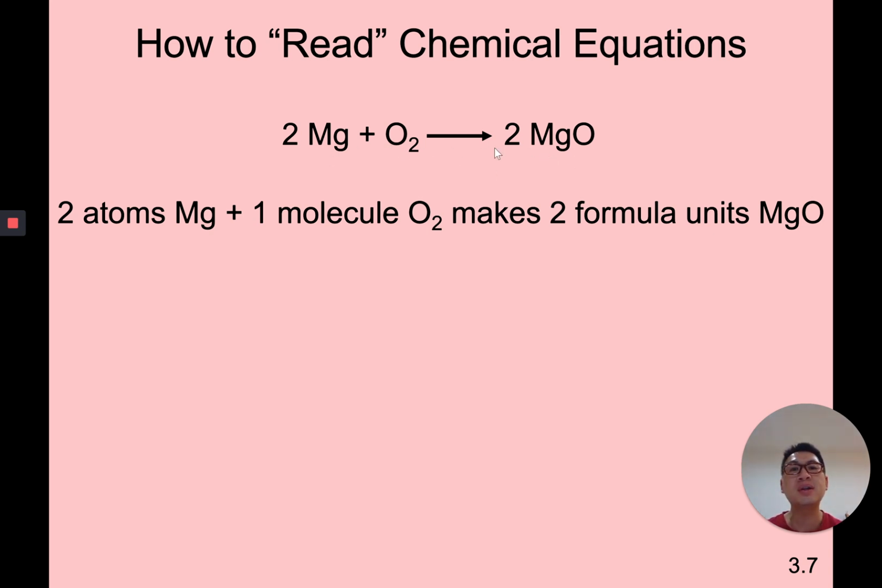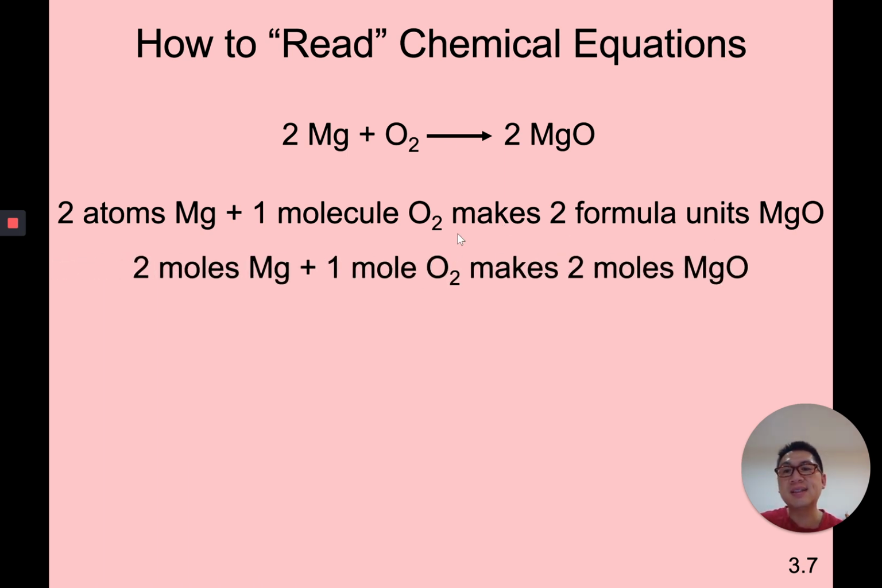Coefficient 2, coefficient 1, coefficient 2. Another way we can read it is this: 2 moles of magnesium and 1 mole of oxygen makes 2 moles of magnesium oxide. That's how we're probably going to be reading most of the stuff in this chapter. You could also theoretically have said 2 dozen magnesiums, 1 dozen oxygen makes 2 dozen magnesium oxide, but the units that we use in chemistry are going to be moles. So 2 moles of magnesium, 1 mole of oxygen makes 2 moles of magnesium oxide.